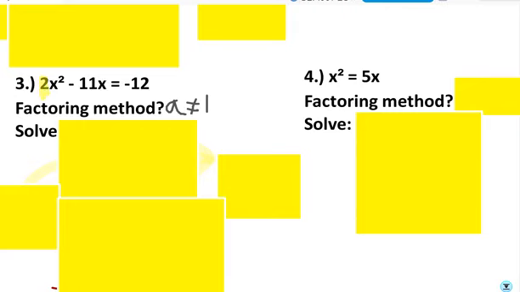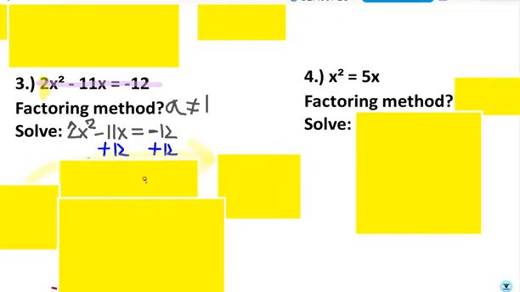I cannot just split the middle. I must do A times C and see if the numbers that multiply to that number add to the number in the middle. So one of the things going on with number 3 that's different than the other problems is that I have the negative 12 on the other side of the equal sign. You cannot solve unless your quadratic is set equal to 0. So my first step is going to be adding 12 to both sides.